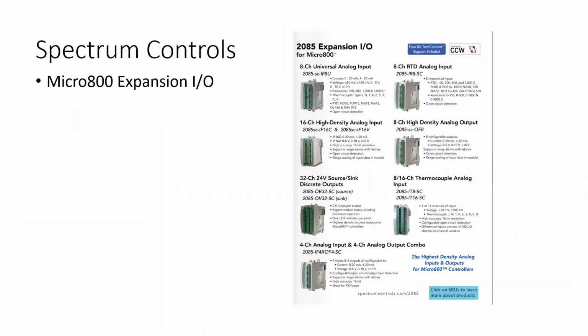You can see the different expansion IO options that Spectrum brings. We can get really high density, even analogs, on these Micro 800 systems, with 16-point analog inputs. They've got an 8-channel universal analog, which would be voltage, current, RTDs, and thermocouples. Really nice module. And then a combo card, and then a dedicated RTD card. So really good stuff, a lot of options here.